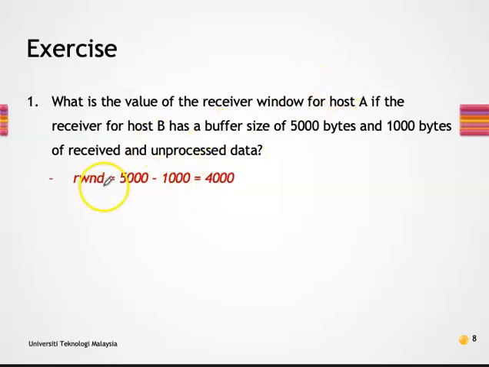So the buffer size of host B is 5000, and 1000 bytes have already been received, and the value of the receiver window is thus 5000 minus 1000 equals 4000.